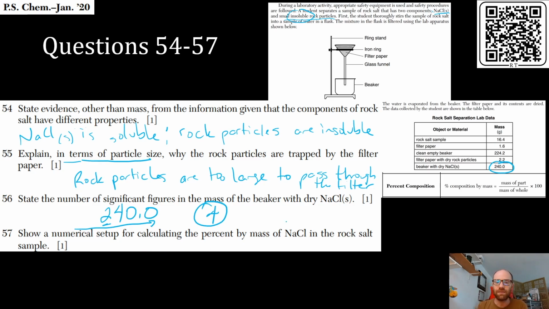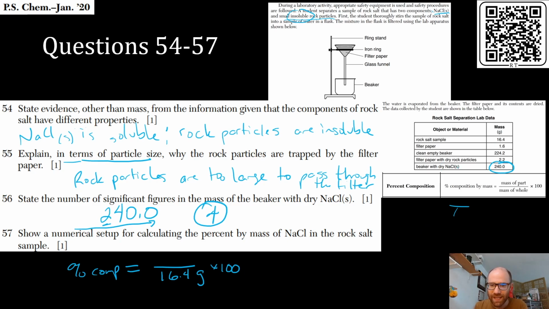Show numerical setup for percent mass. Mass of part over mass of whole times 100. I copied that from Table T for you. We're just going to plug in because it doesn't ask us to calculate. We need percent mass in the rock salt sample. So I know the rock salt sample is going to be 16.4 grams. I don't really know what the NaCl is, but I'm going to write the times 100 there. Maybe I'll have to go back to my data and do some math.